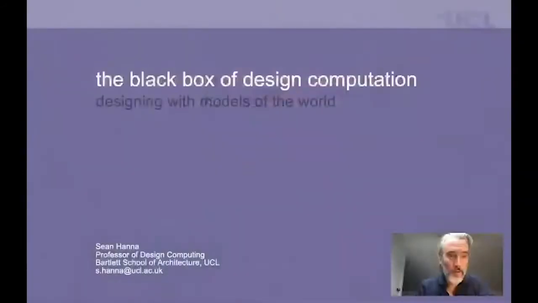Good morning. I'm Sean Hanna, Professor of Design Computing at the Bartlett, and I'm very pleased to be here, virtually at least. For me, it's a chance to show a little bit about my own work, the work of my colleagues in my lab, but really to think about it in context, to think about what it means in relation to how we design and how we deal with models of our world.